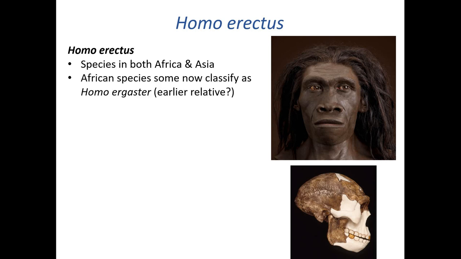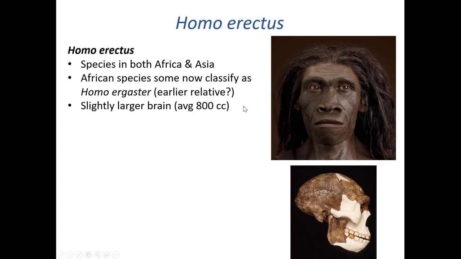The African species of Homo erectus is now sometimes classified as Homo ergaster, but this also may be just an earlier relative of Homo erectus. It's not entirely clear what the divide there should be, or whether they should be separate species. There's some debate about that, but there may be two separate species there.